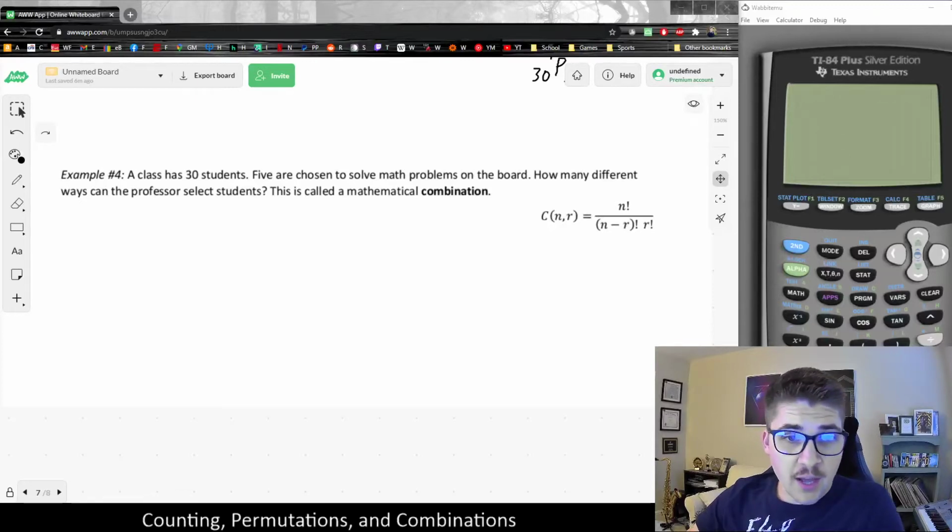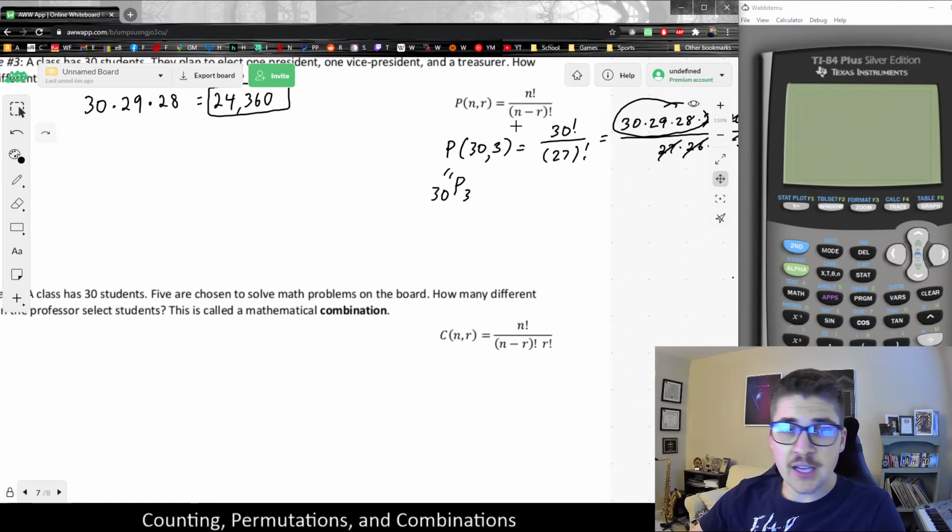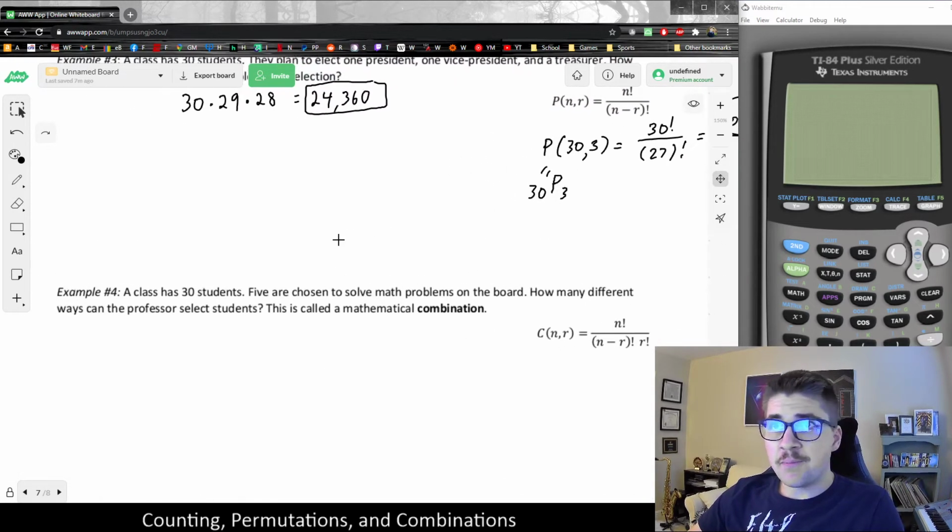Now with the mathematical combination, the order does not matter. That's the key difference between the formula for a combination and a permutation. And so let's look at an example. Example number 4 says a class has 30 students. 5 are chosen to solve math problems on the board. How many different ways can the professor select those students?